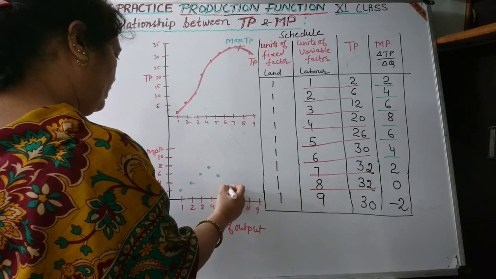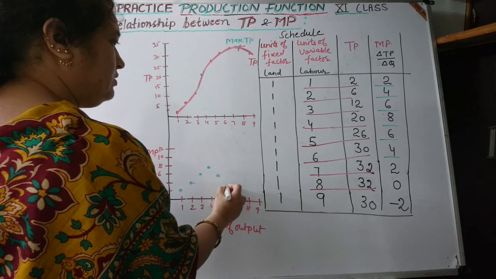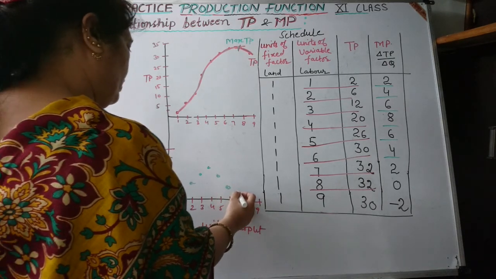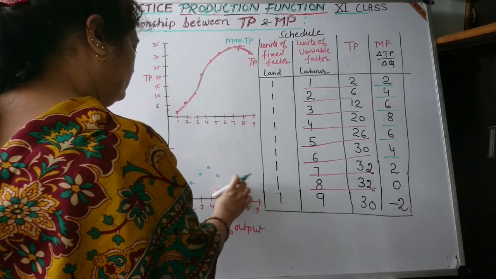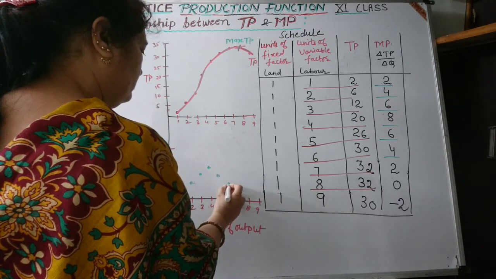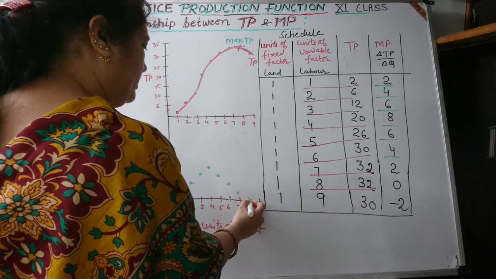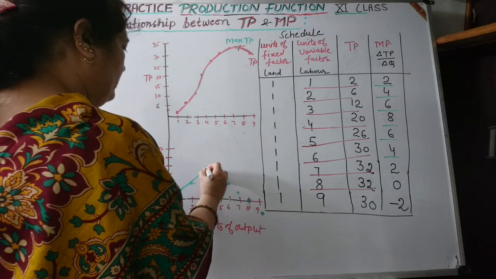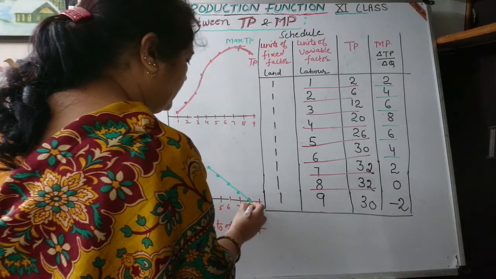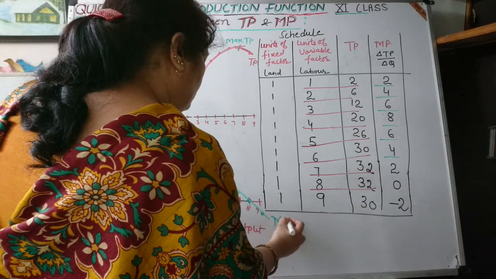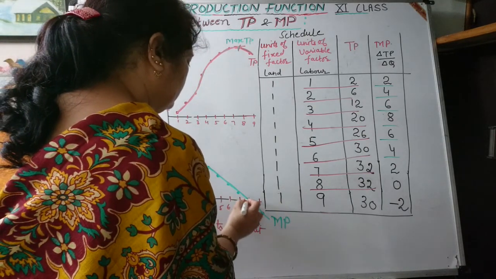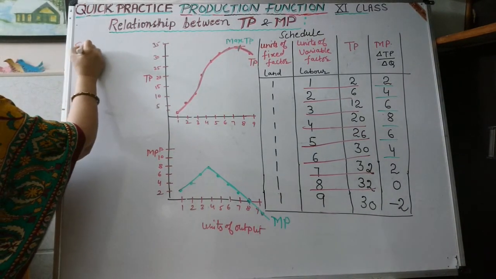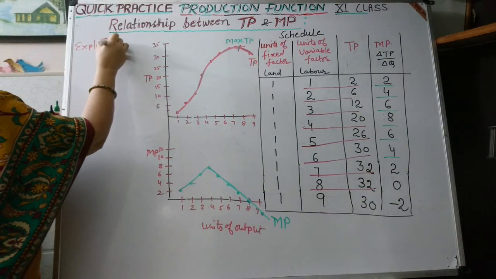At sixth unit of output it is 4, seventh unit of output it is 2, at 8th unit of output it is 0, and at 9th unit of output it is -2. While joining all these points we get the marginal production curve. Now let us write down the explanation.